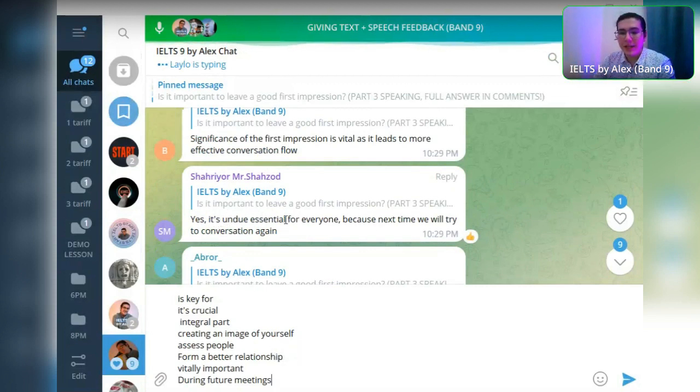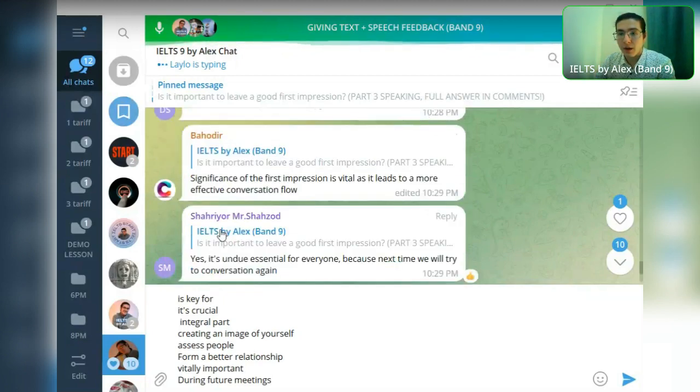Yes, it's undue essential for everyone because next time we will try to conversation again. You cannot say try to conversation. You can say, here's how I would make your answer better. Yes, it is essential for every person because it will leave an impact on the next time you try to have a conversation again. You cannot just say conversation again. You need to say have a conversation again.